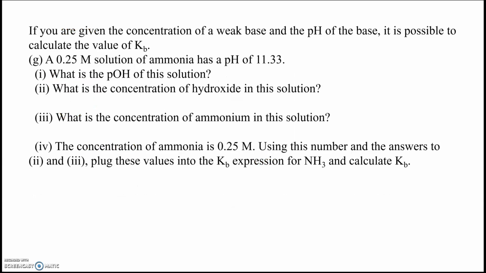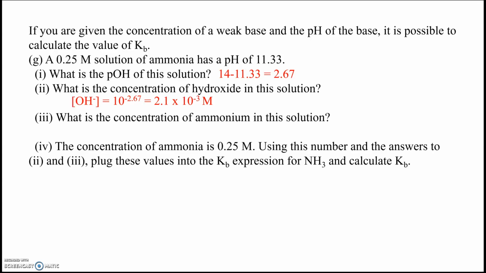All right, now you're given a concentration of a weak base and the pH, and it's possible to calculate the value of Kb. So if we have a pH of 11.33, it's easy for us to get the pOH because we subtract it from 14 and get 2.67. What's the concentration of the hydroxide? Well, we take 10 raised to the negative 2.67, and we get 2.1 times 10 to the minus 3.